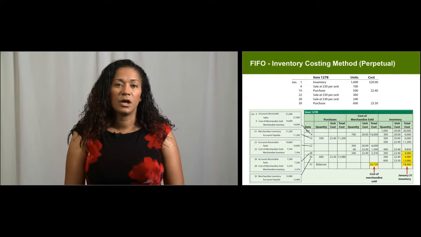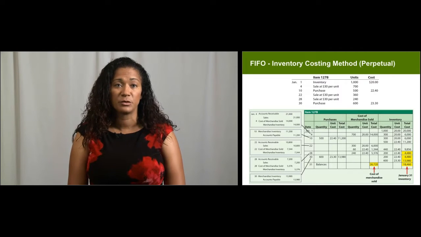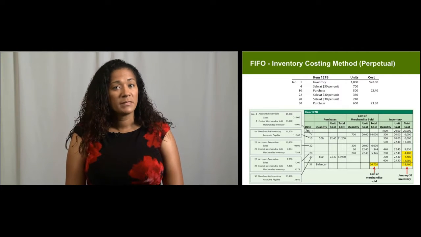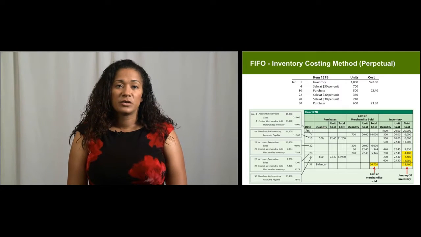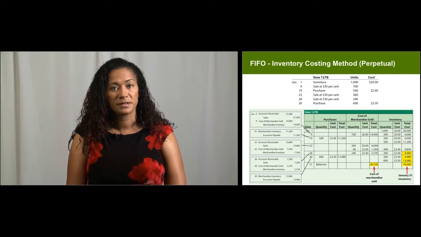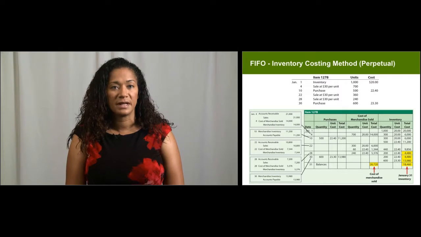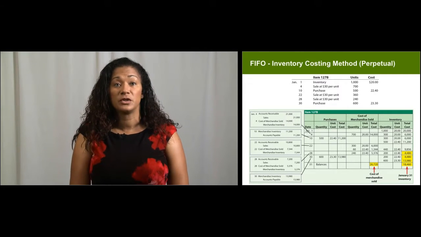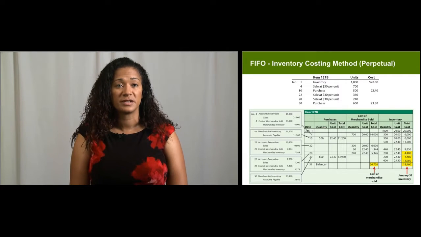On January 10th, the company purchased 500 more units at a cost of $22.40 per unit. The first step is to enter the January 10th date in the column. Enter 500 in the quantity column under purchases and enter $22.40 in the unit cost column under purchases. Then go ahead and multiply 500 by $22.40 to calculate the total cost for the new units, which should be $11,200. Enter this amount in the total cost column under purchases.